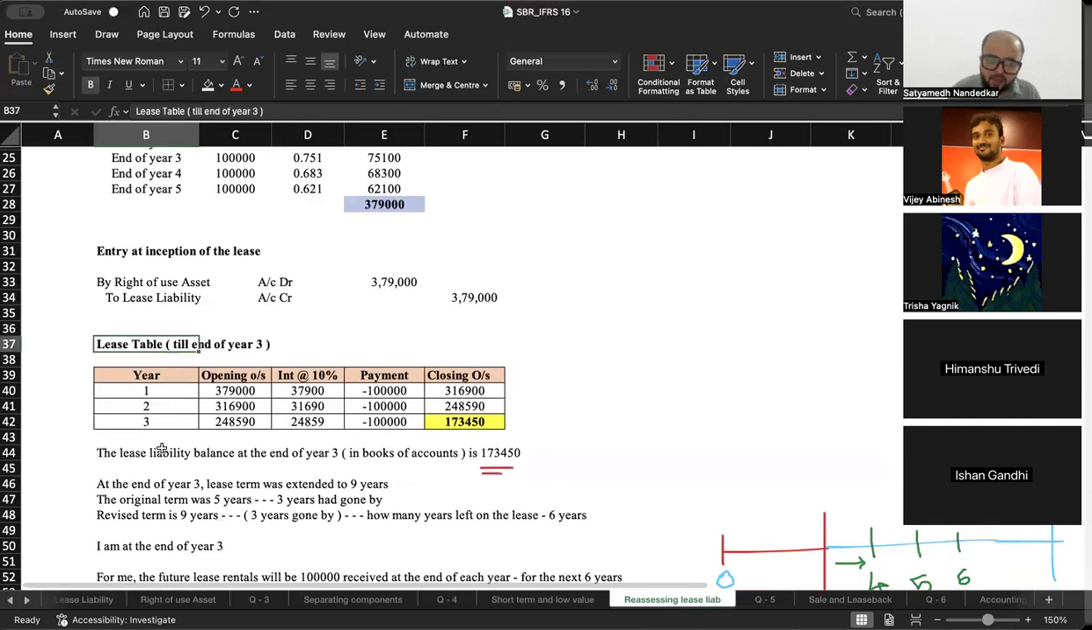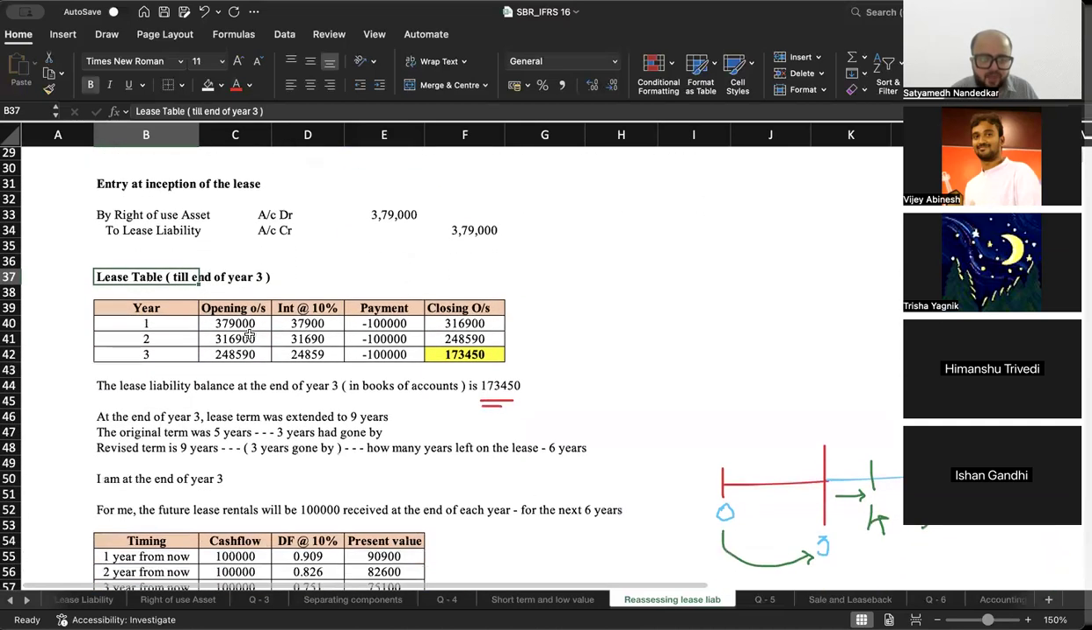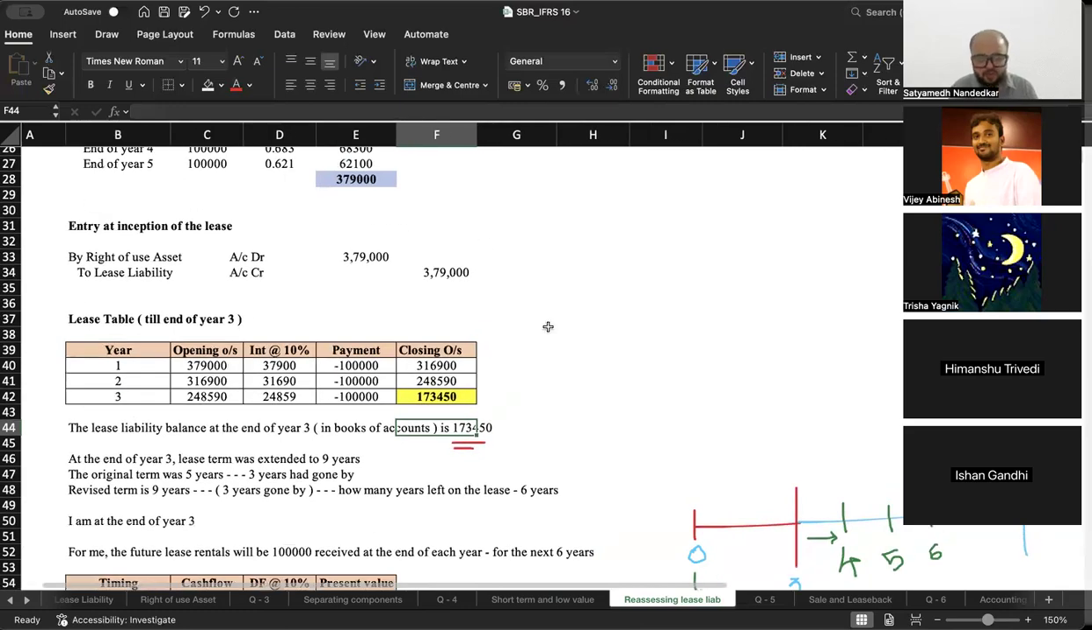What happened at the end of year three? At the end of year three, you were told that now the lease term is getting extended. अभी what does the lease table look like at the end of year three? End of year three मतलब year one and year two चला गया. You are standing at the end of year three. ठीक है. अब the lease liability balance at the end of year three in books of accounts is how much? It is 173,450. Why do I say it is 173,450?